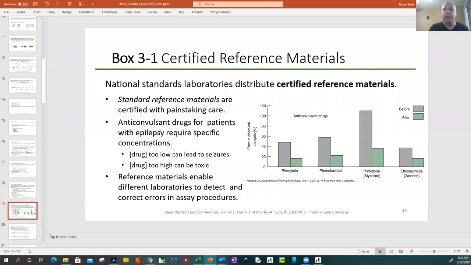Okay. So now certified reference materials are sort of the origin of all analytical chemistry, basically. We have a temple or something somewhere where people make these certified reference materials. They're also called standard reference materials. And they're just things with known amounts of your analyte in them, the thing you're analyzing for.